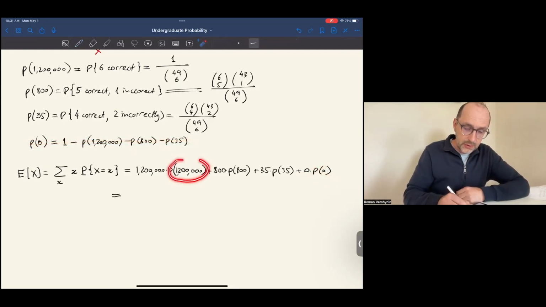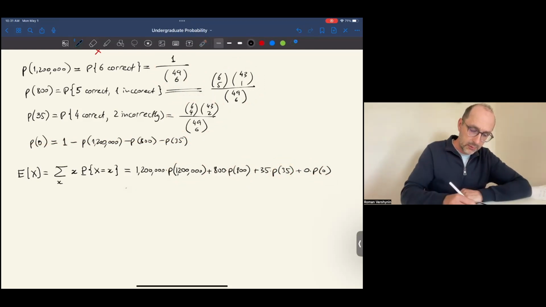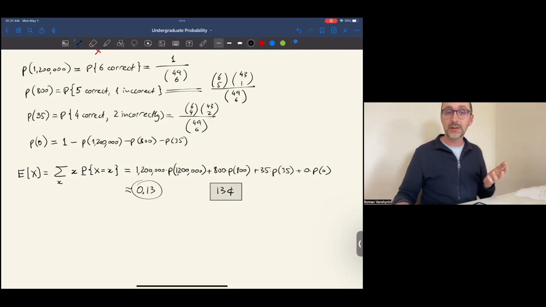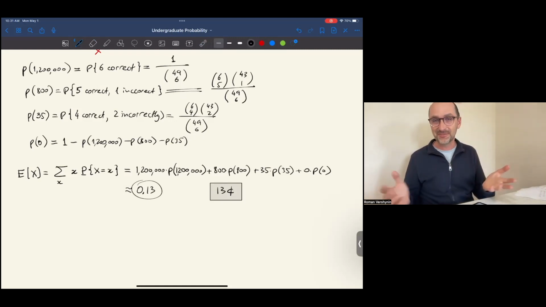Now, if we substitute each of these numbers, this for this, this for this, this for this, the calculation gives 0.13 or 13 cents. So the answer is that the expected winning in this lottery is just 13 cents. Disappointing, isn't it? The fair price to pay for the lottery ticket would be 13 cents. Then you will be even.